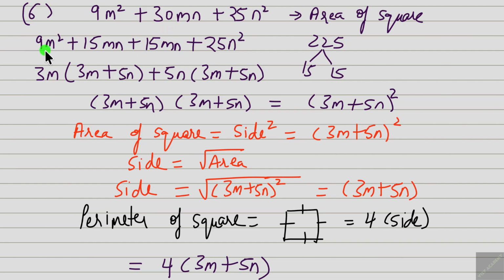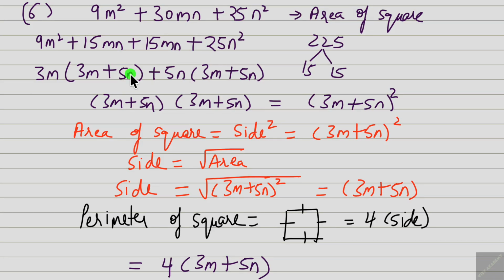So it will be 9m square plus 15mn plus 15mn plus 25n square. Now we will take 3m common. So it will be 9m square by 3m, that is 3m. 15mn divided by 3m will be 5n. Here we will take 5n common. So it will be 3m plus 5n. Now 3m plus 5n is common in both. On taking 3m plus 5n common, we will get again 3m plus 5n. Hence we can write it down as 3m plus 5n whole square.